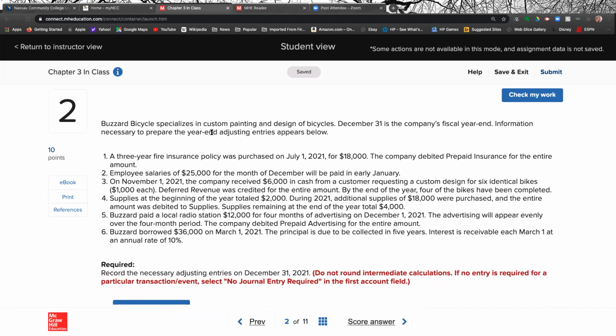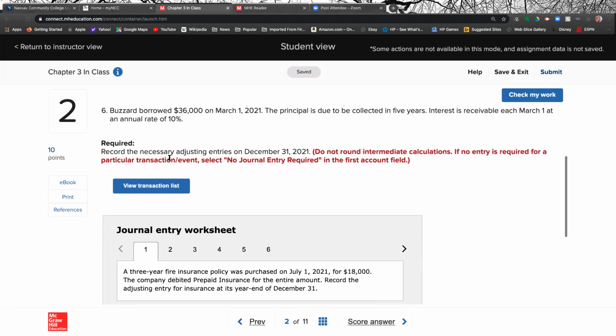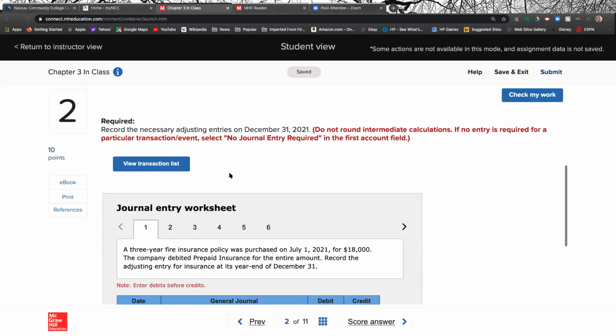Buzzard Bicycles. We should probably read the beginning. Buzzard Bicycles specializes in custom painting and design of bicycles. December 31st is the company's year end. Information necessary to prepare the year-end adjusting entries appears below. Notice it says year-end adjusting entries, right? Not month-end, year-end. Record the necessary adjusting entries on December 31st. Do not round. Okay.